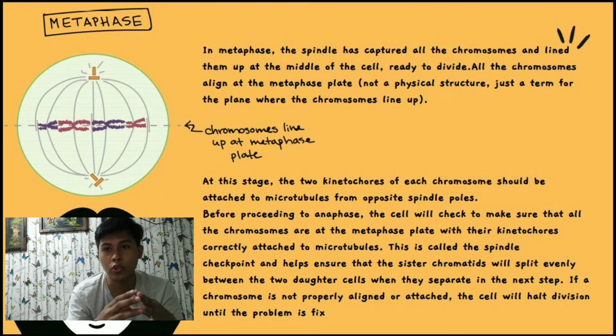At this stage, the 2 kinetochores of each chromosome should be attached to microtubules from opposite spindle poles. Before proceeding to anaphase, the cell will check to make sure that all the chromosomes are at the metaphase plate and the kinetochores are correctly attached to microtubules. This is called the spindle checkpoint, and it helps ensure that sister chromatids will split evenly between the 2 daughter cells. If the chromosomes are not properly aligned and attached, the cell will delay division until the problem is fixed.